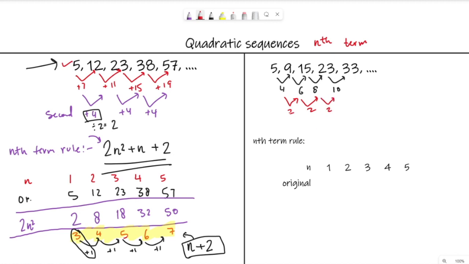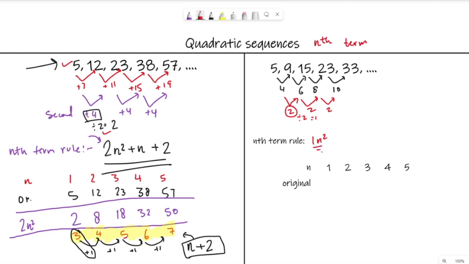Now you get the second difference, which is common. It tells you that yes, this is a quadratic sequence. Then this second difference helps you find the first part of your nth term. You always divide it by 2, as we did here. 4 divided by 2. We'll do 2 divided by 2 is 1. It means it's 1n square. Okay, that's the first part of your nth term rule.